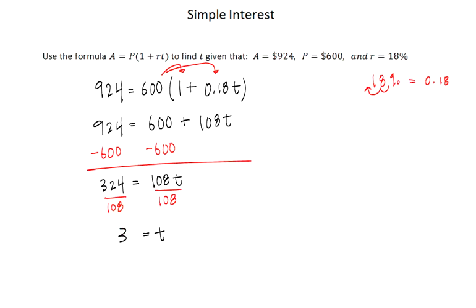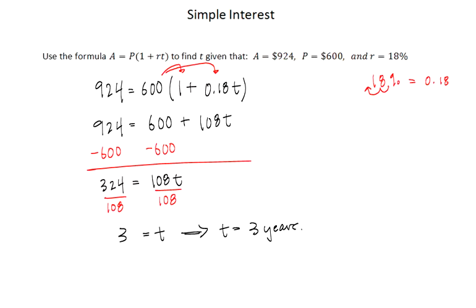Remember, in the formula for simple interest, T represents a time in years, and so this represents 3 years. So what we're saying is that if we start out with a principal balance of $600 and we apply an interest rate of 18%, in 3 years that money, if accrued under a simple interest situation, will reach $924.